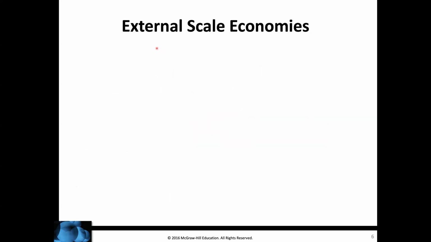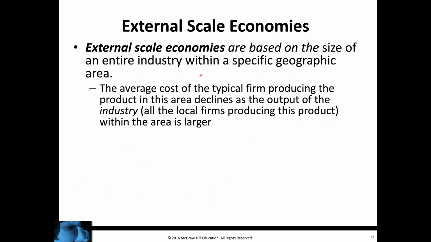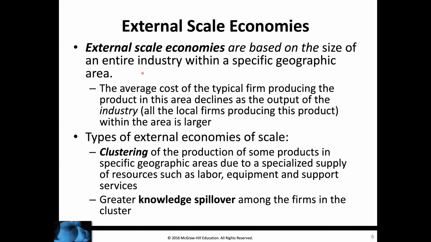So we've just discussed internal, now let's discuss external scale economies. External scale economies are based on the size of an entire industry within a specific geographic area. So let's say within the United States. So it's the entire industry. The average cost of the typical firm producing the product in this area declines as the output of the industry, so all the local firms producing this product within the area, is larger. Before we were talking about just within the company, now we're talking about an entire industry, looking at external scale economies.